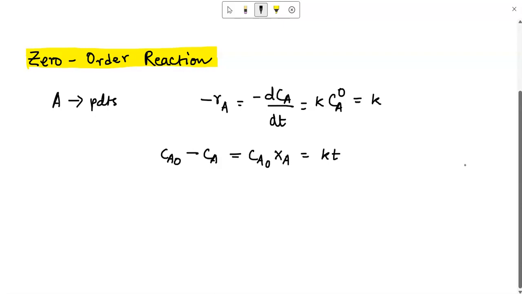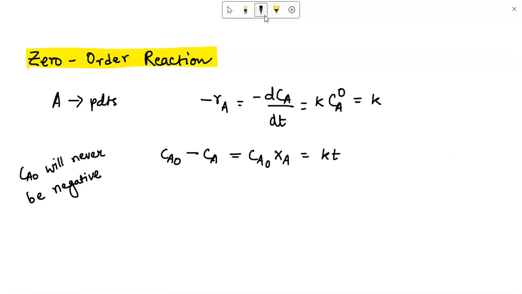Okay. One thing you can observe is that CA will never be negative. Sorry, mistake. It's wrong to write CA0. CA will never be negative. But CA can reach 0. So if CA ever becomes 0, it simply means that XA should be equal to 1, right?